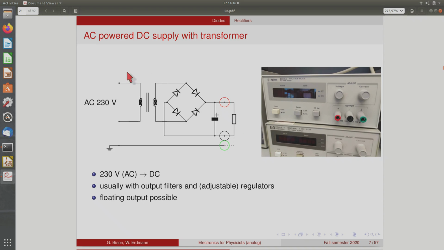The green one is not connected at all to this. It basically goes directly to the safety ground on your, or the earth on your plug. When you have a Swiss connector, you have these 3 pins. One is the neutral, one is the phase, and one is earth or safety ground. And the green one is typically directly connected to this earth.